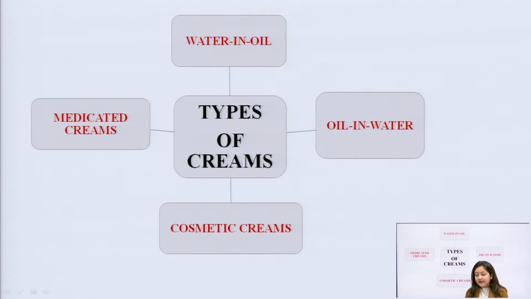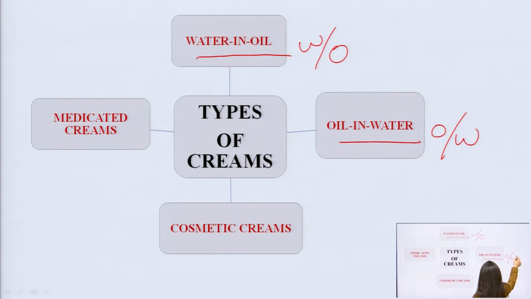Now, let us understand the types of creams. First of all, there is the water in oil type of cream, which is majorly oleogenous cream as well. Another is the oil in water cream, which I can say is a hydrophilic cream as well.